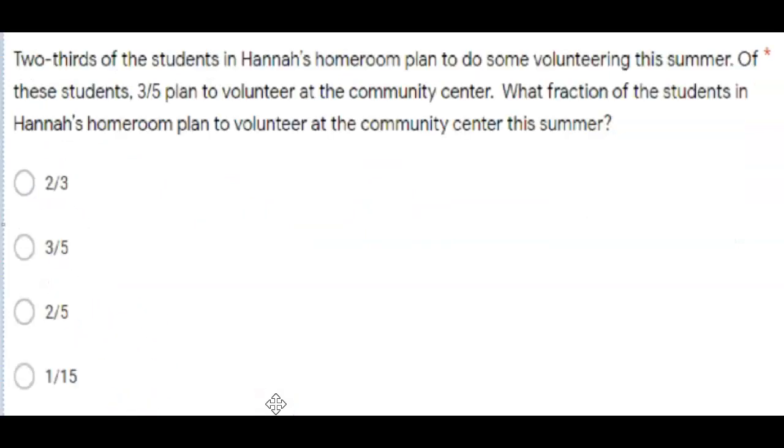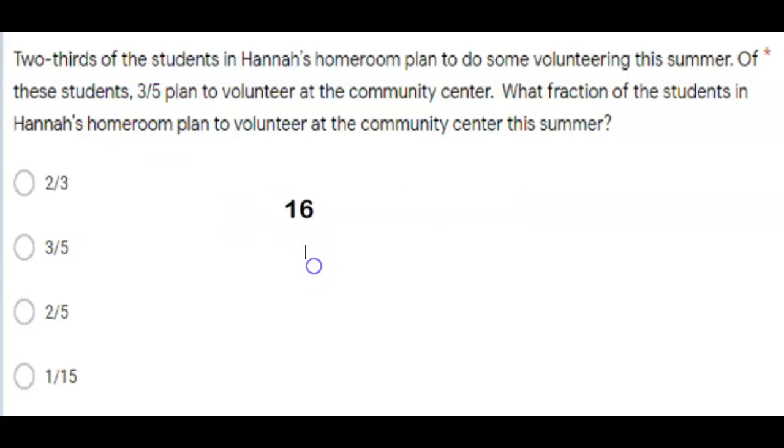All right, number 2 says 2/3 of the students in Hannah's homeroom plan to do some volunteering this summer. Of these students, 3/5 plan to volunteer at the community center. So what fraction of the students in Hannah's homeroom plan to volunteer at the community center? So there's some fractions here, right? And it's kind of tricky to figure that out. So I'm going to pretend these numbers don't exist and just see if I can figure it out with numbers that are easier in my head.